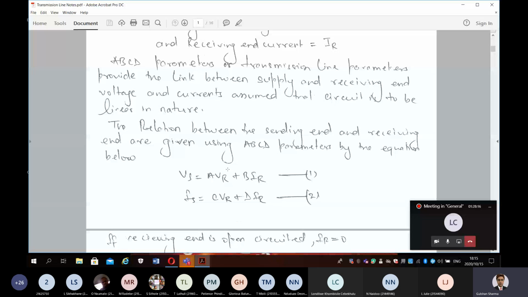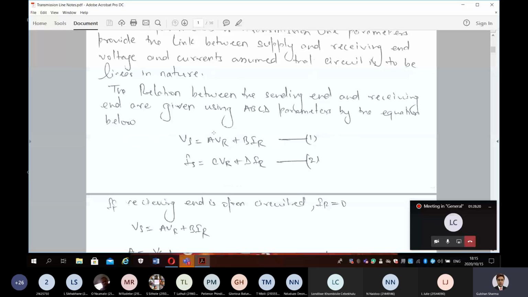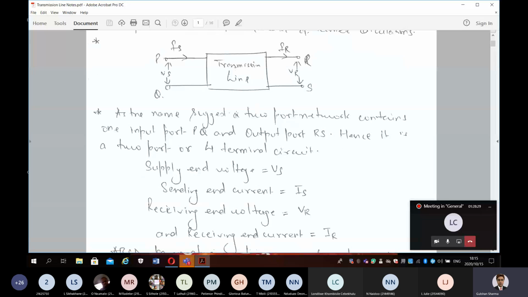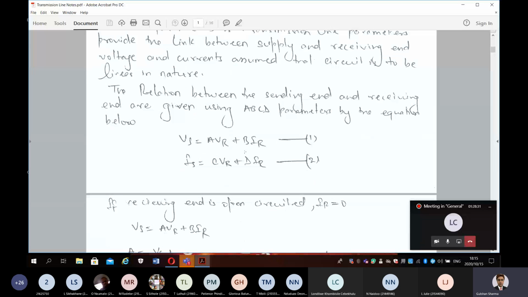Now another concern is that these two equations are very important. You don't have to learn them. I have already told you the concept here, what is the beauty of these two equations, and these two equations play an important role. So this is one concern.